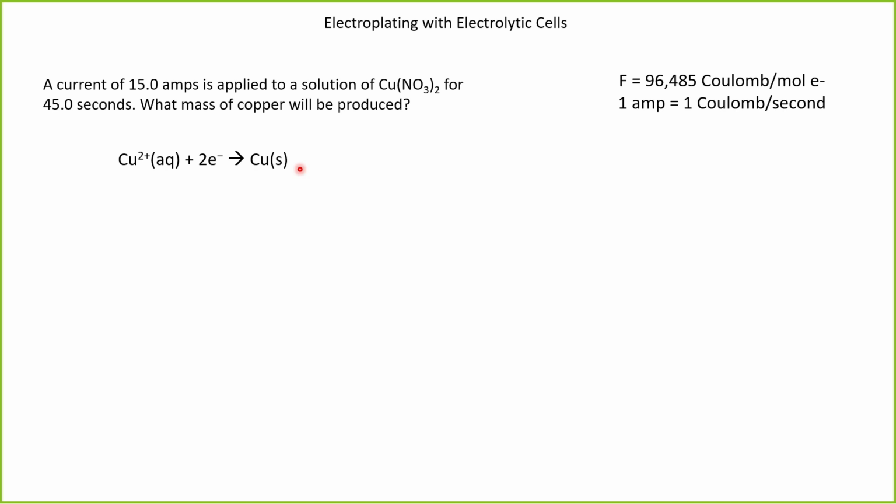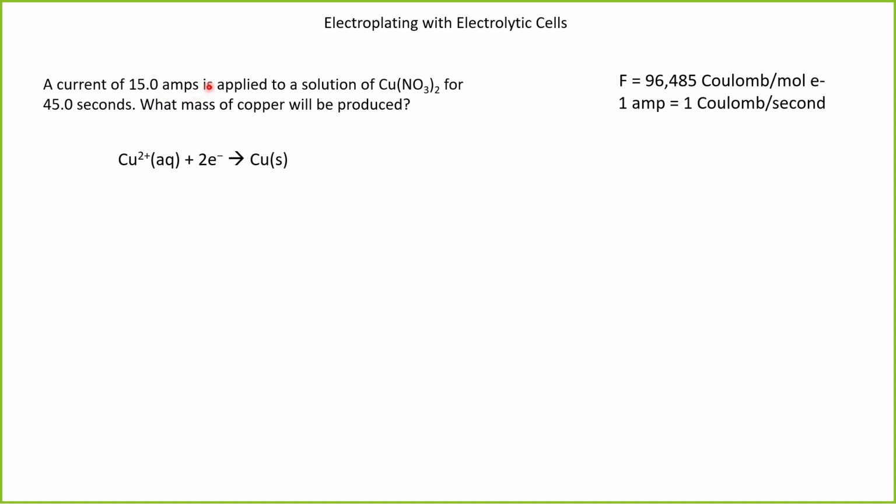Before I start this calculation, I want to point out a little bit of helpful information. We have Faraday's constant right here, but also 1 amp is the same as 1 coulomb per second. That's going to help our units work out. Now let's do the calculation.